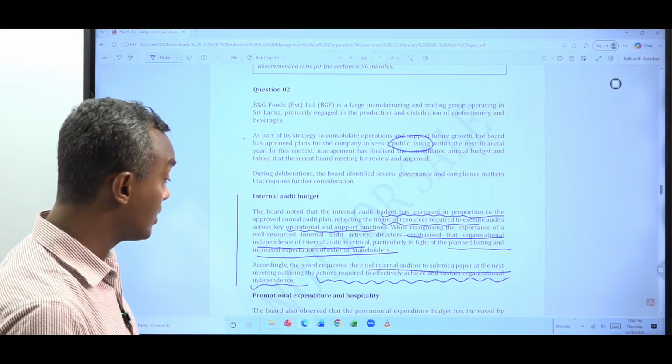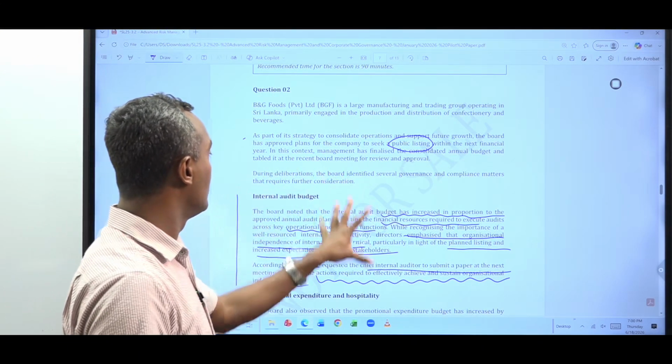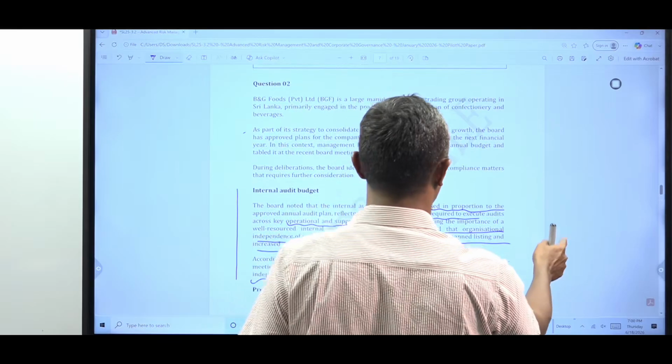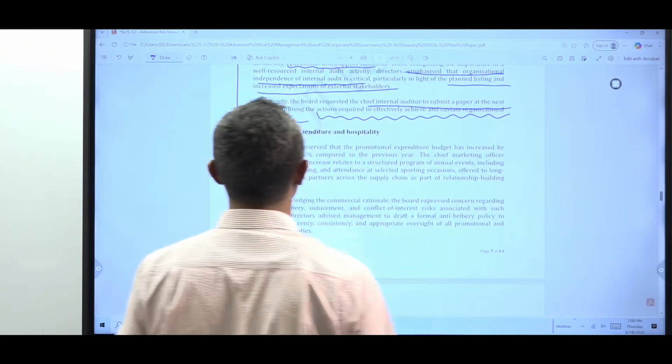But let's read the rest as well to see whether there is any other information about the external auditor's independence, right? Sorry, internal auditor. Promotional expenditure.